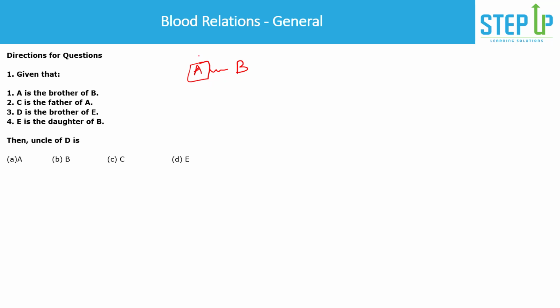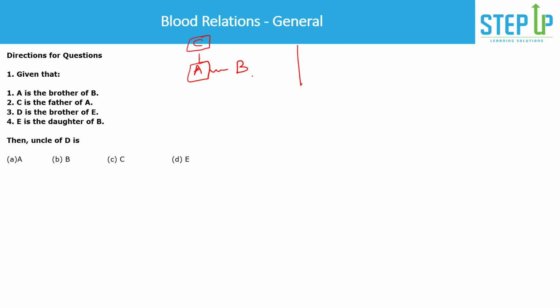C is the father of A. Very simple. C is the father of A, so on a different generation, above him. A's son or daughter would be in this direction, and so on. C is the father of A. D is the brother of E.